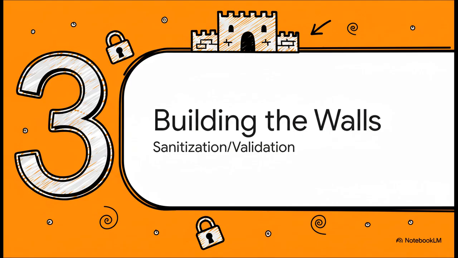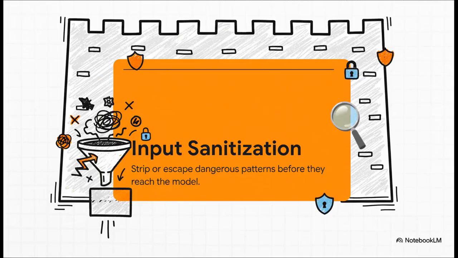All right, let's start building, beginning with the outer walls of our fortress. These are your first and maybe most important lines of defense, sanitizing the data that comes in and validating what the model plans to do with it. So this first layer is called input sanitization. The idea is simple. It's the process of finding and removing dangerous commands from whatever a user types in before the model ever gets a chance to see it. You're basically disarming the attack right at the front door.